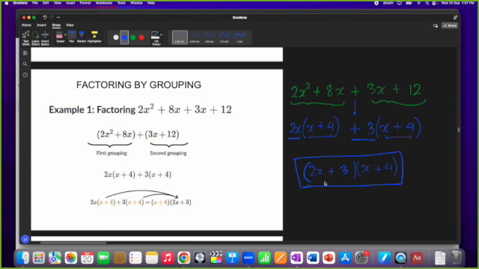And if I was to multiply this back out, I would get the original, right? What you want is the same expression in this bracket, and the same exact expression in this bracket.